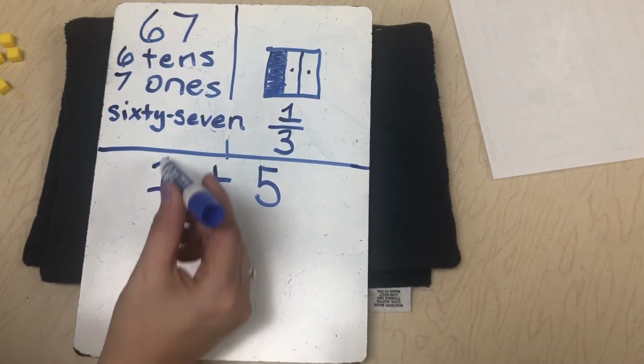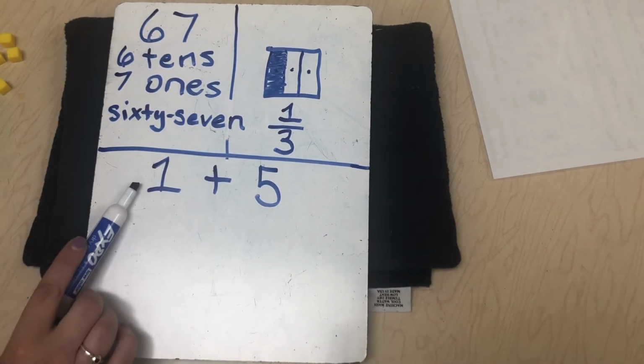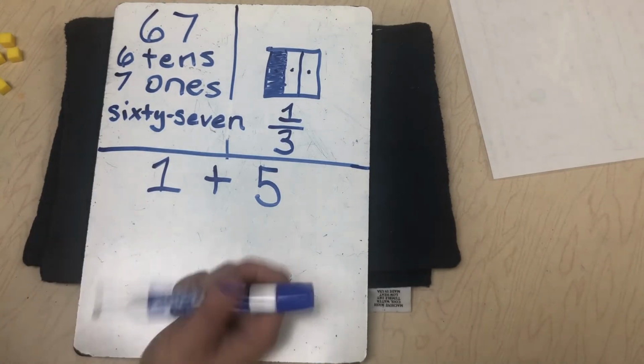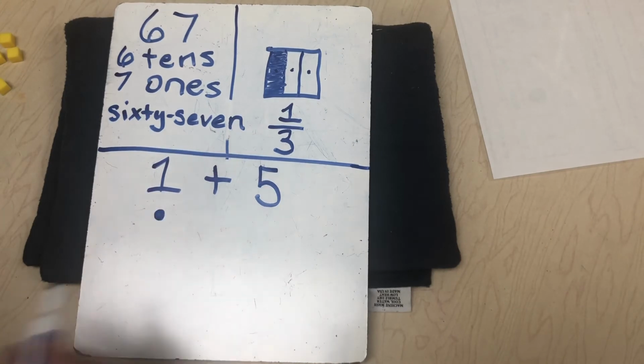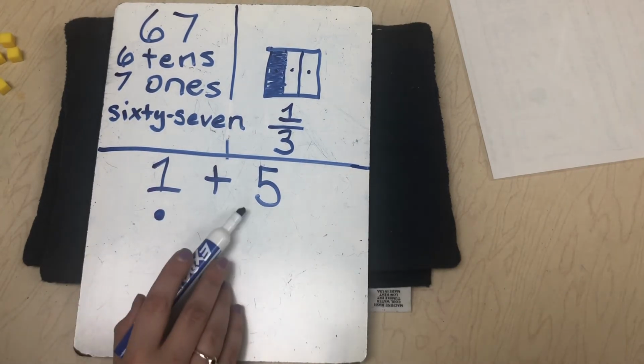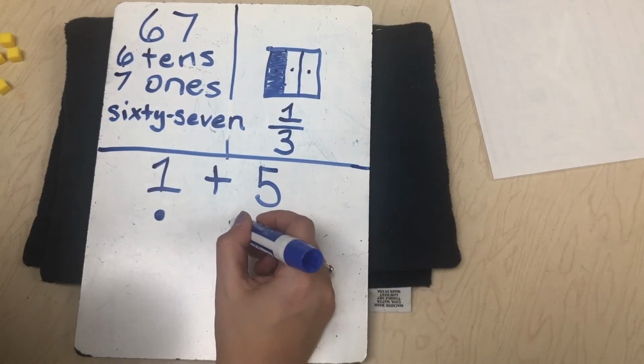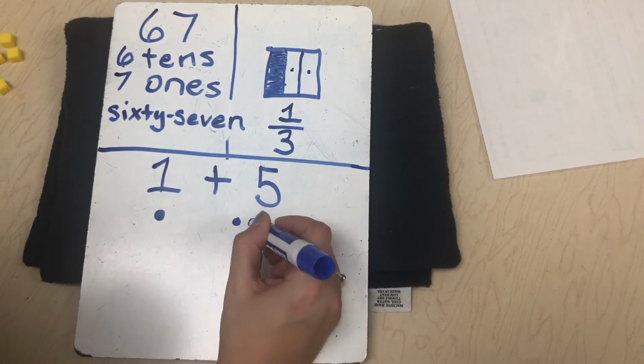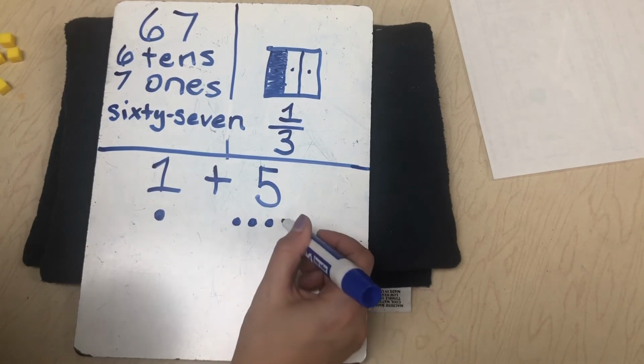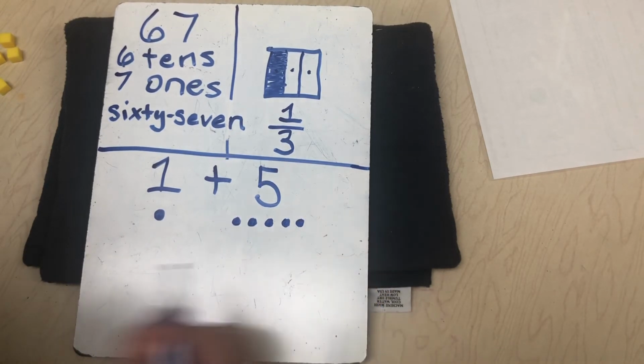So how many dots would we need on this side? What's our number right here? 1 is correct. So we are drawing 1 dot. What's our number right here? 5 is correct. So I want you to draw 5 dots. 1, 2, 3, 4, 5.